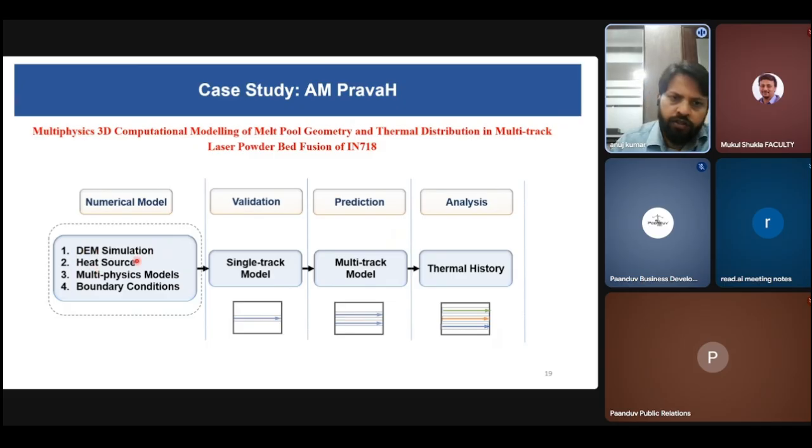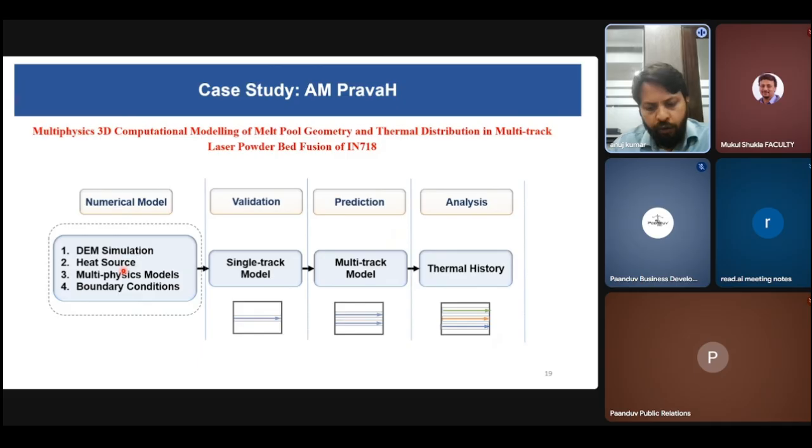Then you have to model your heat source, which is a laser in this case. This means modeling the laser with its heat distribution, how the heat is going to be distributed. As you have seen in a few research papers, some use a cylindrical profile, and some use a double ellipsoidal profile.